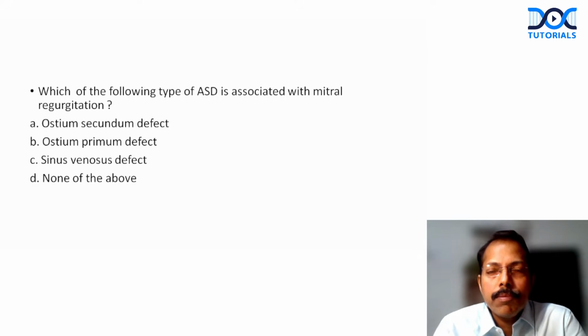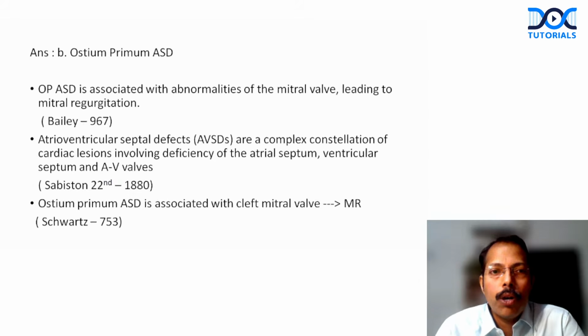So ASD. We have discussed it in both our offline and online classes and in our tutorials. Once you think of an ASD, the commonest is ostium secundum and the next is ostium primum. In ostium secundum ASD, we haven't discussed any mitral pathologies, but in ostium primum defect, yes, we have. So how have we discussed it?